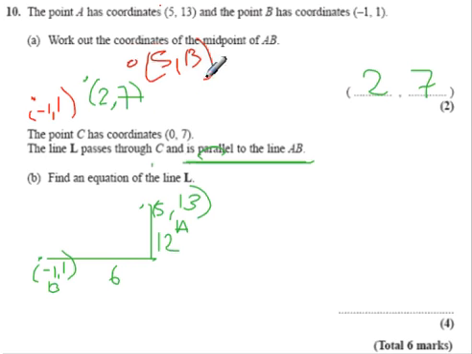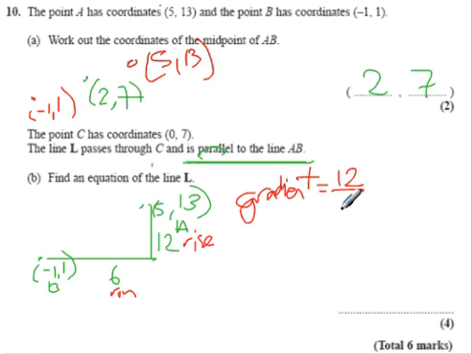So from B to A, the rise is 12, the run is 6. And the gradient is worked out by dividing the rise by the run. So there's the run, there's the rise, and the run always goes left to right, and rise is positive if it goes up and negative if it goes down. So the gradient is equal to the rise over run, which is 12 over 6. It's 2.